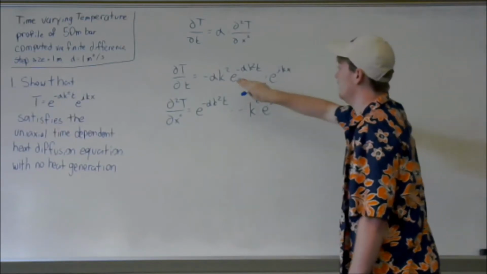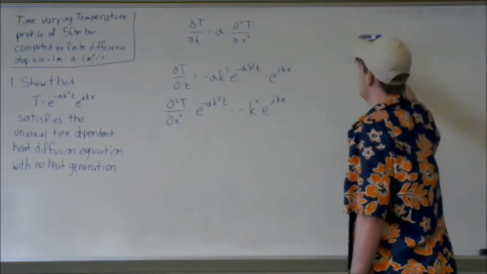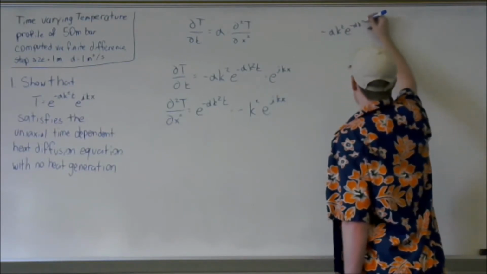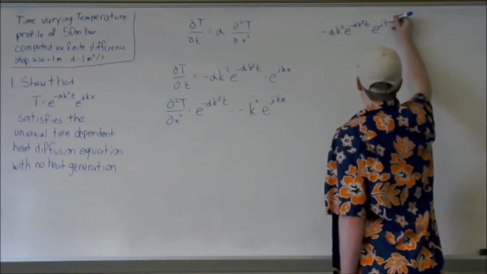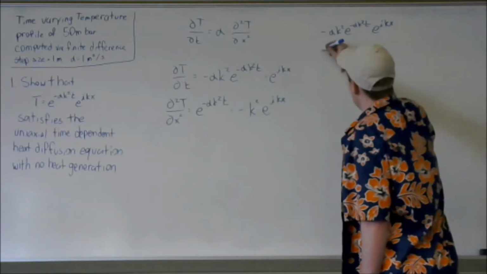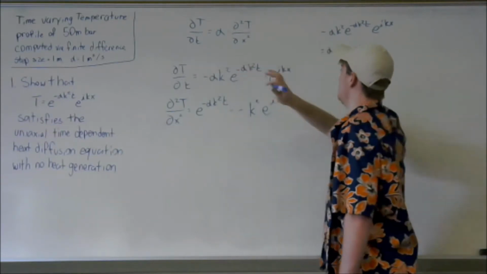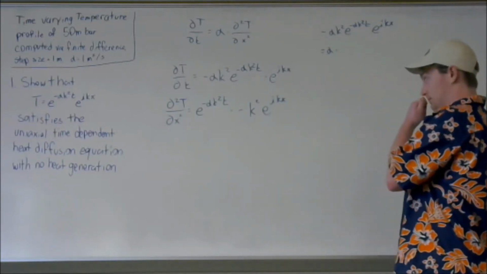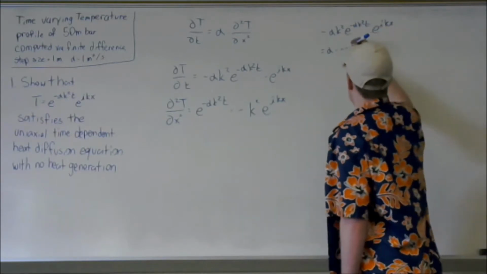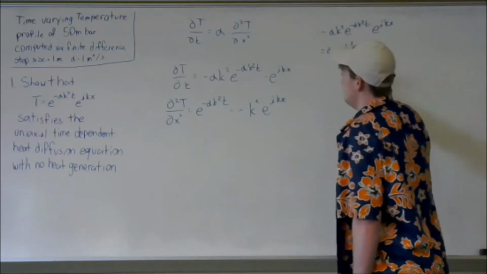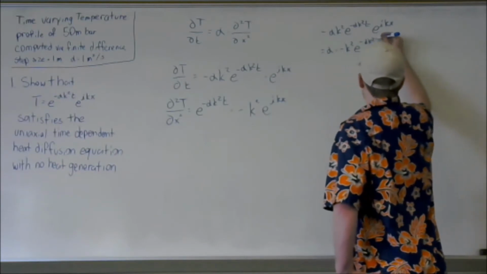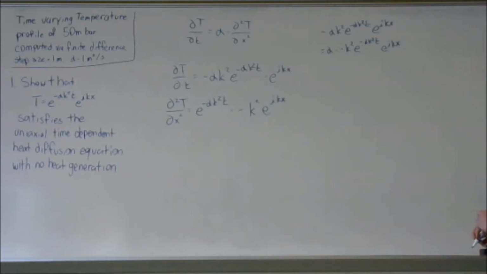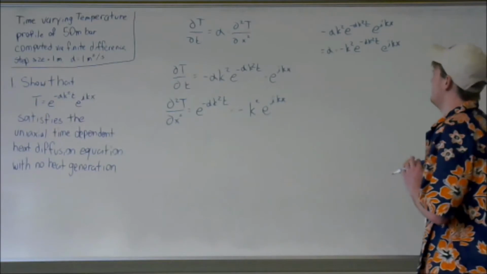I'm going to do that up here. So the partial of temperature with respect to time, we have negative alpha k squared e to the negative alpha k squared t e to the i k x. And what does that equal? That equals alpha, which is a part of the equation here, multiplied by this partial derivative. So that is negative k squared e to the negative alpha k squared t e to the i k x.